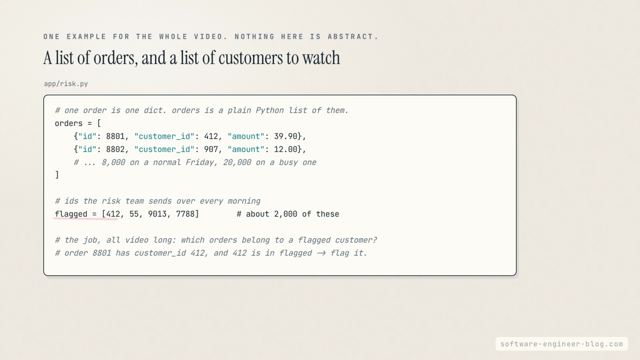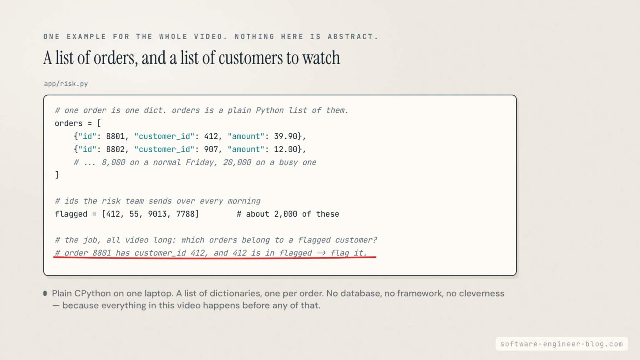We also have a second list. Every morning, the risk team sends over the customer IDs they want watched, about 2,000 IDs, and the job, all video long, is one question. Which orders belong to a flagged customer? Take order 8,801. Its customer ID is 412. 412 is in the flagged list, so we flag that order. That is the whole task. Every number, every curve, and every piece of code after this is about that one job.